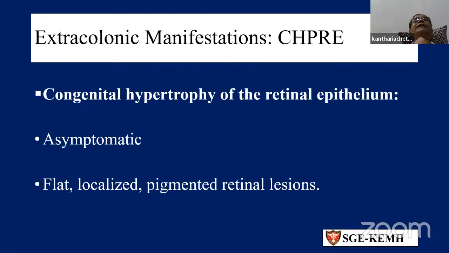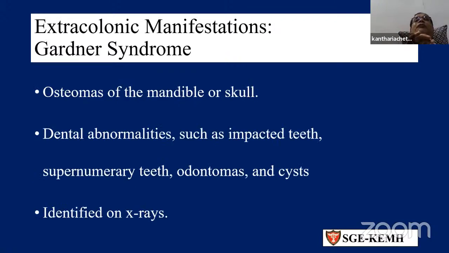Now we come to extracolonic manifestations, and the most common extracolonic manifestation is congenital hypertrophy of retinal epithelium. It is asymptomatic and is seen as flat, localized, pigmented retinal lesions. Then you have patients who present with Gardner syndrome, like osteoma of the mandible or skull, dental abnormalities such as impacted teeth, supernumerary teeth, odontomas, and cysts, which are usually identified on X-rays.